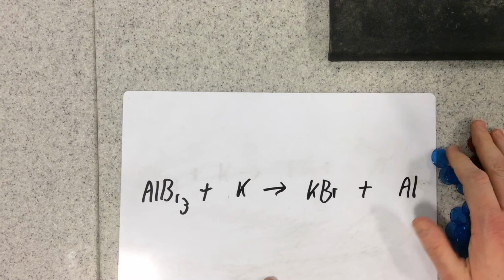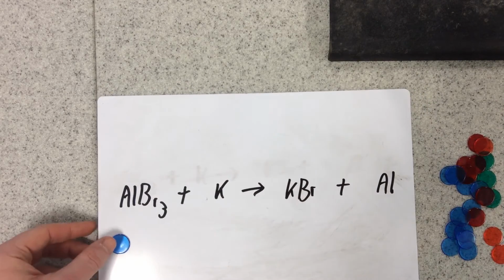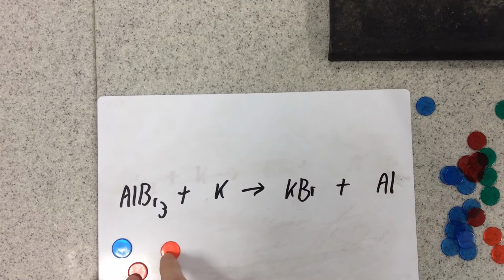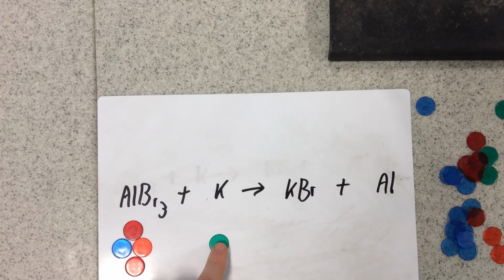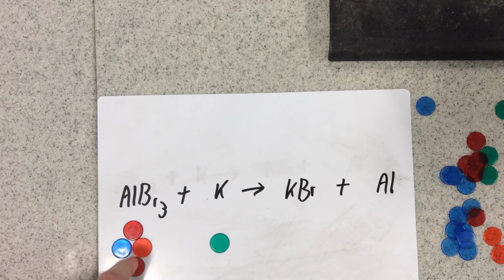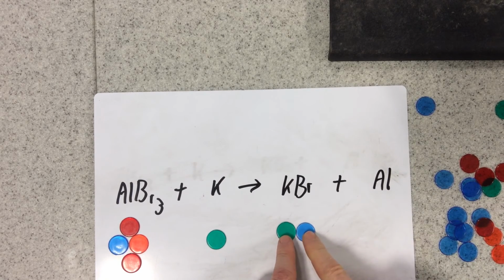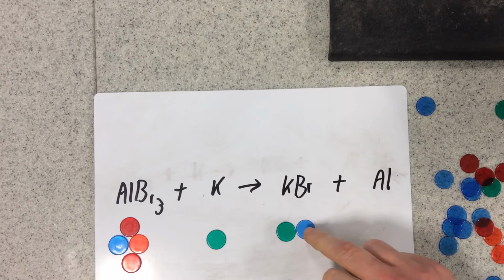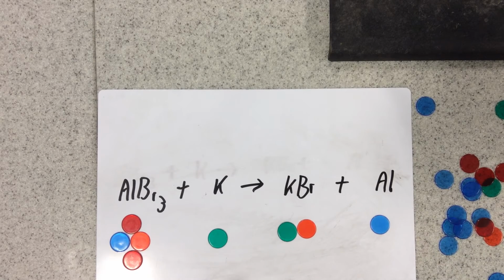Okay. So at first glance it looks a bit more complicated, but it's not really. Let's say blue is aluminium. Let's go for red being our bromine. Let's go for green as potassium. There we go. So we've got 1 Al, we've got 3 bromines, we've got 1 potassium here. So then we've got potassium bromide. And we've got, oh, I've done that wrong, haven't I? Potassium bromide, and we've got 1 aluminium.